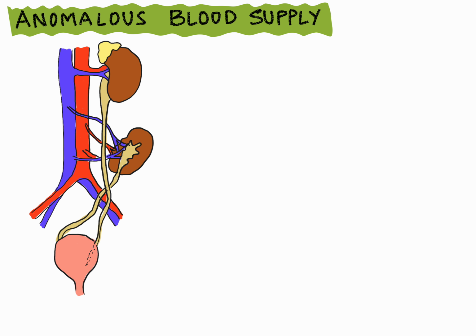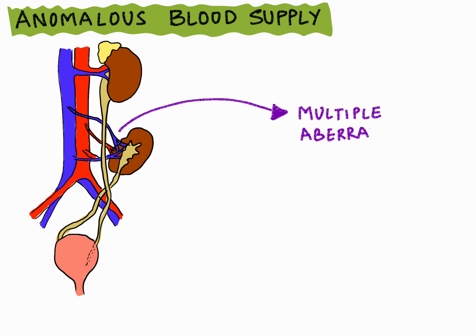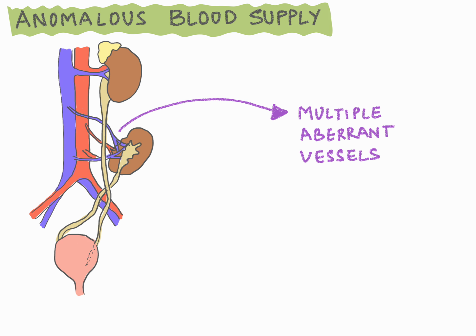A key feature of ectopic kidneys is their anomalous blood supply. Instead of receiving a single renal artery from the abdominal aorta at the L1 to L2 level, they often have multiple aberrant arteries originating from the aorta or iliac vessels. This is a critical consideration for any surgical planning.